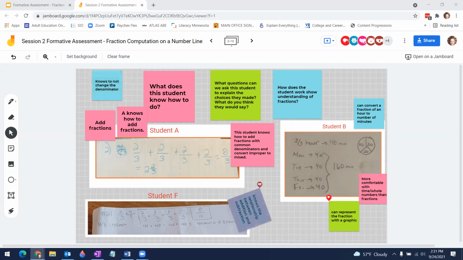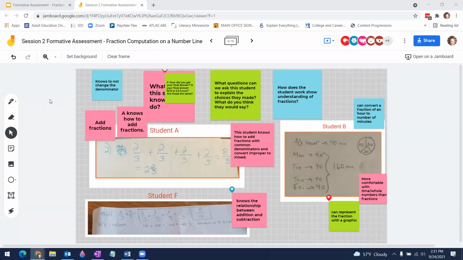I think it's really easy sometimes for us as teachers to look at the deficit, like what are they missing? And I think it's a really awesome shift to consider, okay, where are we starting at? What do these students know how to do? And there's lots of different things that we can see that students know how to do.